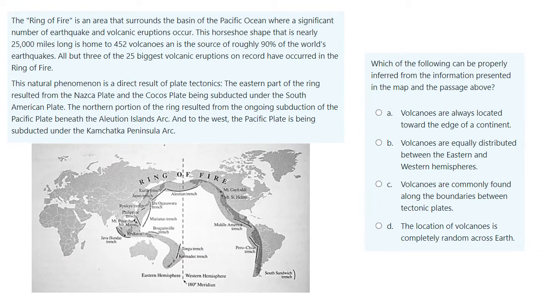Which of the following can be properly inferred, again inferred, from the information presented in the map and the passage? A. Volcanoes are always located towards the edge of the continent. Are they always there? Well, the Ring of Fire is an area that surrounds the basin of the Pacific Ocean where a significant number of earthquake and volcanic eruptions occur. And then later on it says all but 3 of the 25 biggest volcanic eruptions have occurred in the Ring of Fire. All but 3.